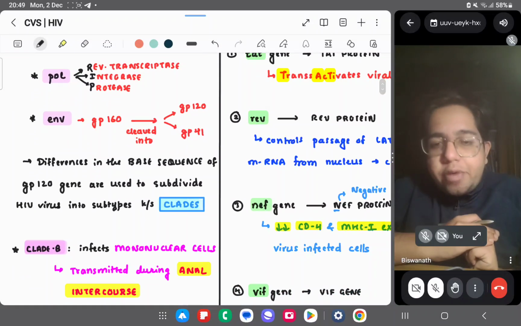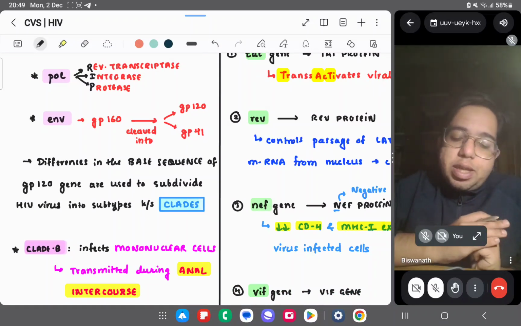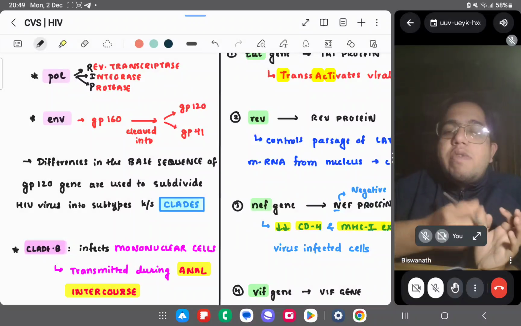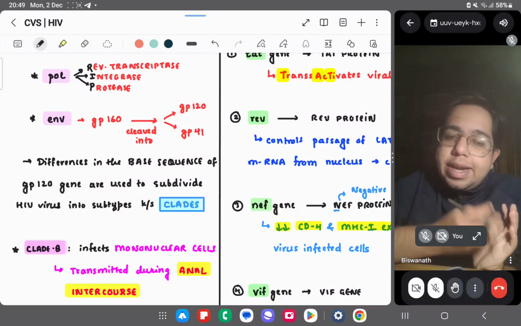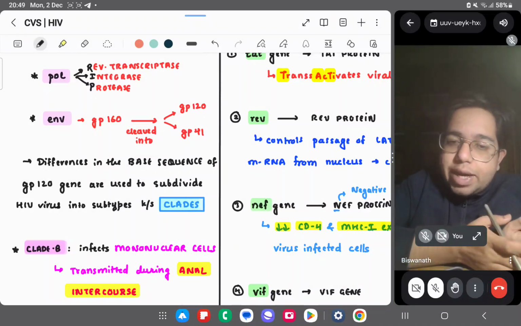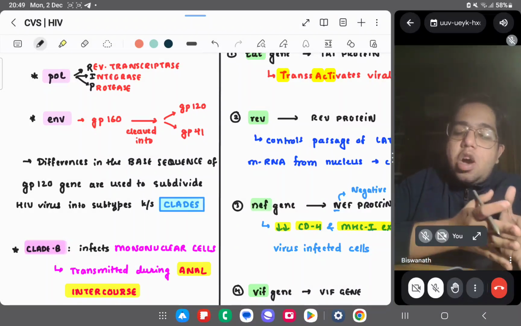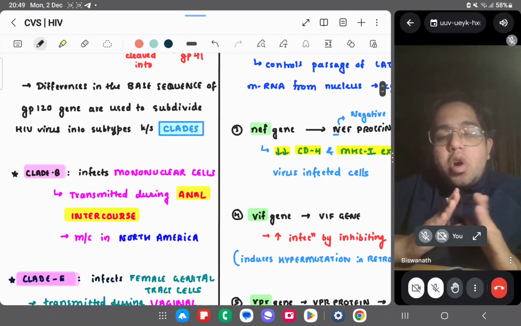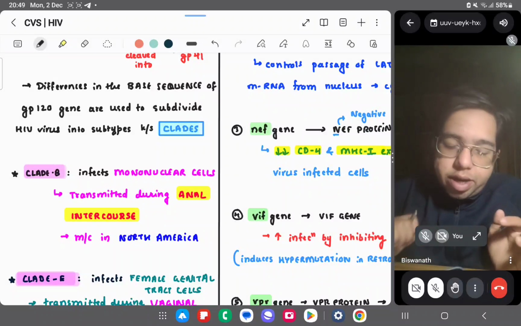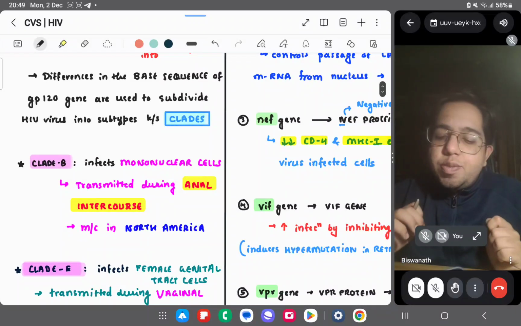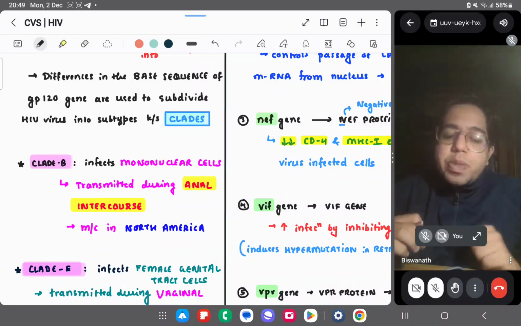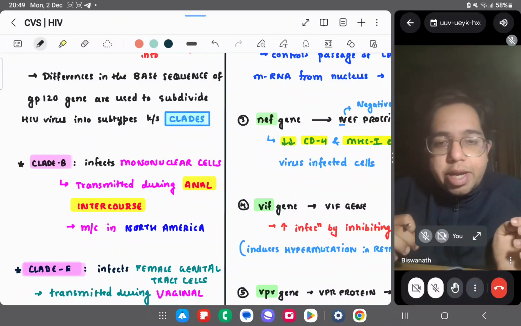And this GP120 gene is basically used in the subdivision of HIV virus into clades. So we have different clades of virus. These clades are known to infect a particular area of your human body. Like clade B, we don't have to remember all the clades, just important ones are written here. Clade B infects mononuclear cells and is transmitted during anal intercourse, and it's most common in Northern America.